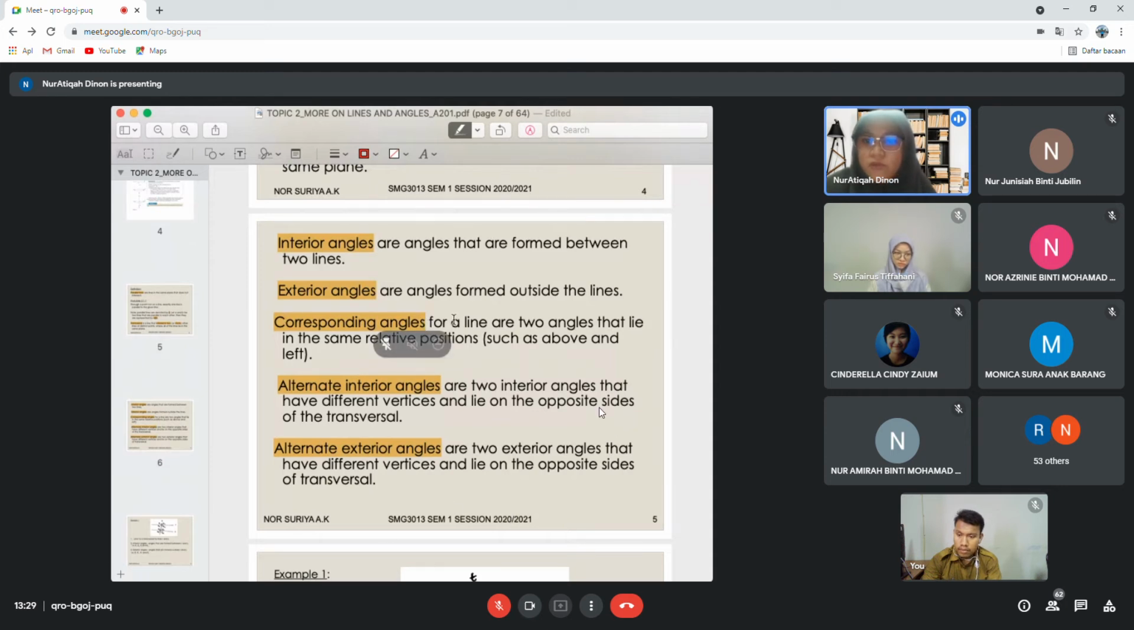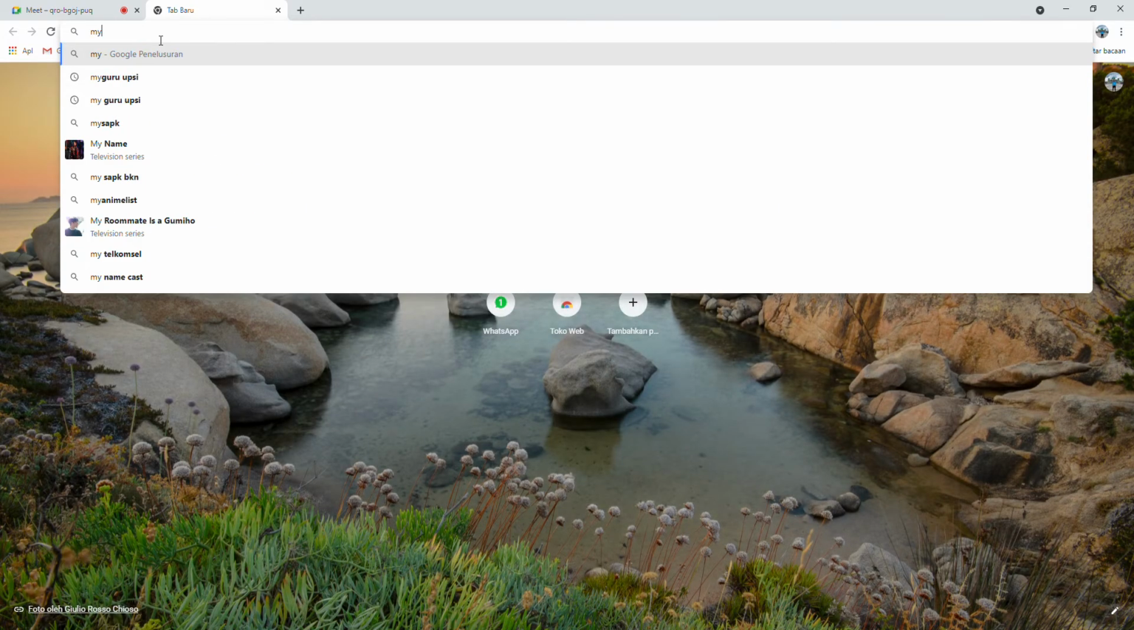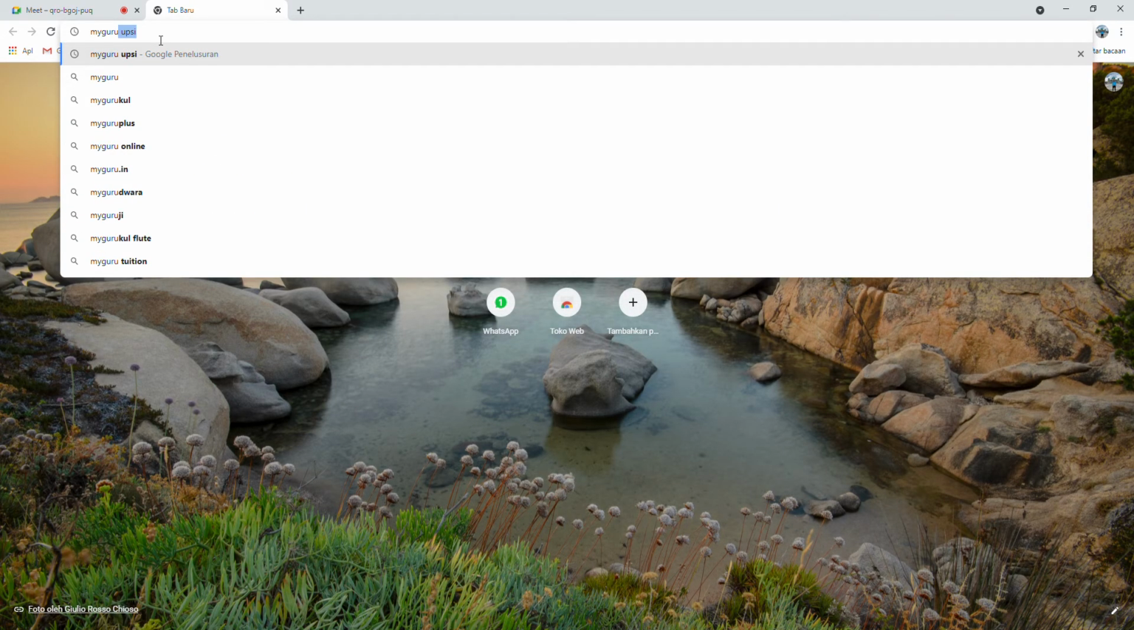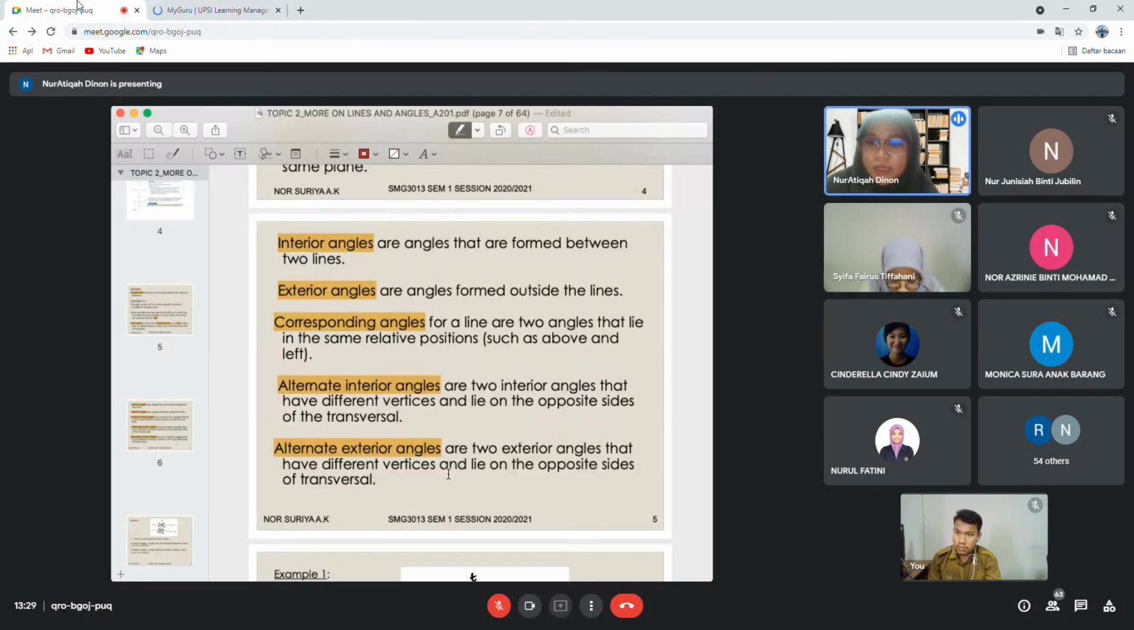Corresponding angles for a line are 2 angles that lie in the same relative position, such as above, left, or below, right. Okay, and then it must be in pairs. And then alternate interior angles are 2 interior angles that have different vertices and lie on the opposite sides of the transversal. That means this one also must be in pairs. Same goes for the alternate exterior angles, which must be in pairs, are 2 exterior angles that have different vertices and lie on the opposite sides of the transversal.